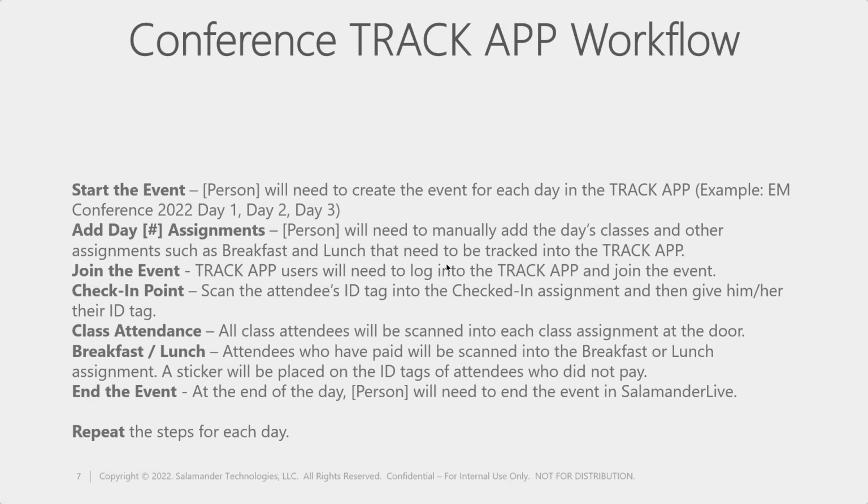for that day's event. So there's some pre-planning for this that would have to happen, right? In order for you to add those day's classes into the Track app, you want to make sure that those assignments list are available within Salamander Live. So that's another pre-planned process that you'd have to go into Salamander Live under the assignments database and make sure you add all those classes in there so they exist, so that your Track app person can quickly just download them. So again, you can add breakfast, lunch, whatever that is, whatever assignments you want for that day.